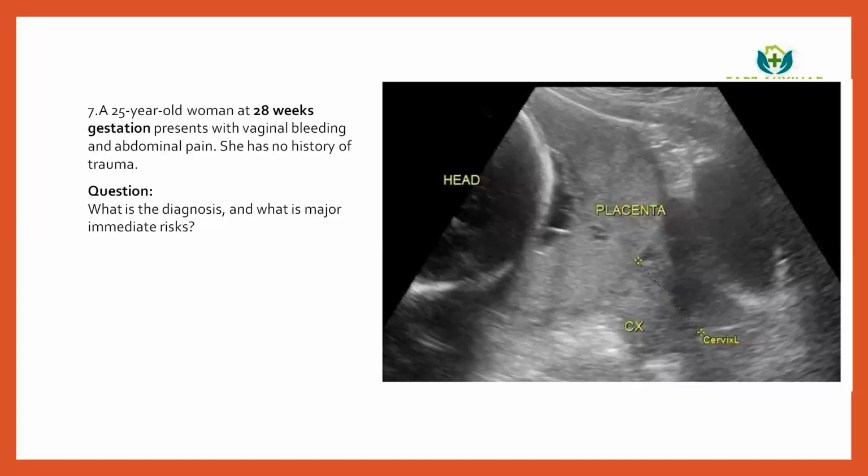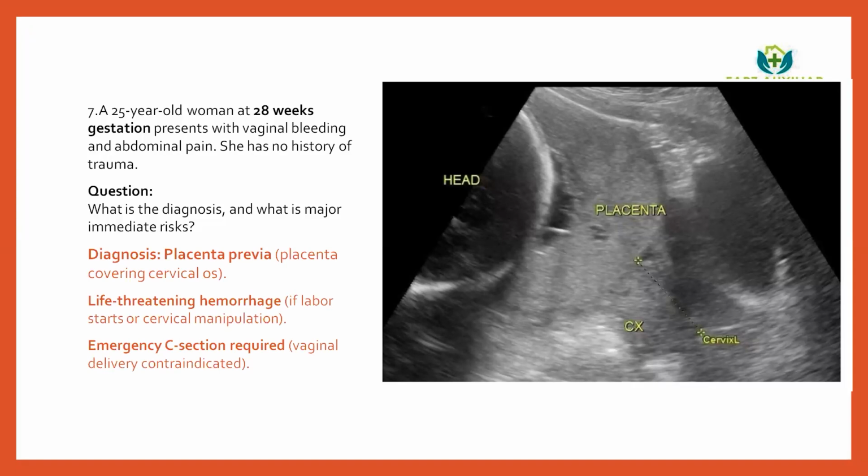A woman at 28 weeks of gestation presents with vaginal bleeding and abdominal pain, no history of trauma. What is the diagnosis? Major risks. So we can see that the placenta is quite near the cervix. So this might be placenta previa, and it is covering the os, so it is central placenta previa, and the atraumatic bleeding is because of that only. Yeah, it's quite straightforward if you know the diagnosis, right?